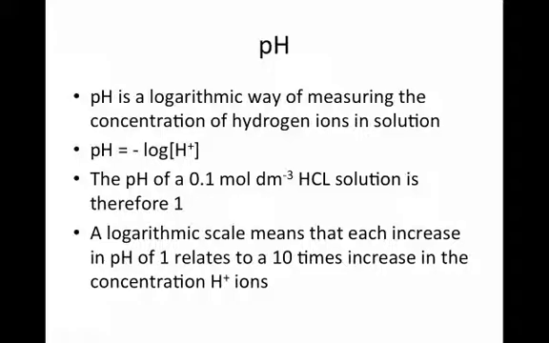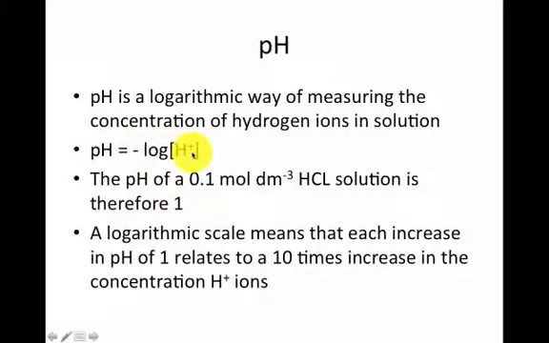So that moves us on to pH quite nicely. pH is a logarithmic way of measuring the concentration of hydrogen ions in solution. If you imagine our concentration of hydrogen ions, it's going to be a number that's hard to deal with. To work out pH, we take the negative log of the concentration of H+ ions.